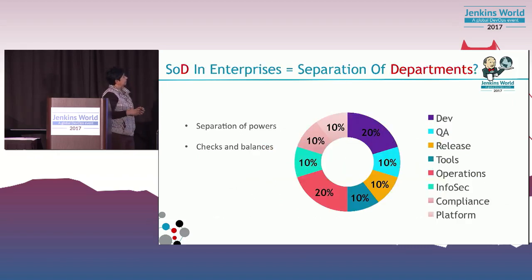Separation of duties in enterprises sometimes ends up being separation of departments, which it's not. So D is not departments. You should not departmentalize, or maybe I should say compartmentalize, and then say, oh, department A does something and department B is there to say, yes, I approve, or no, I don't. And then A has to go back and fix it and again bring it to B, and then the handoff pattern continues. That is not what separation of duties means.